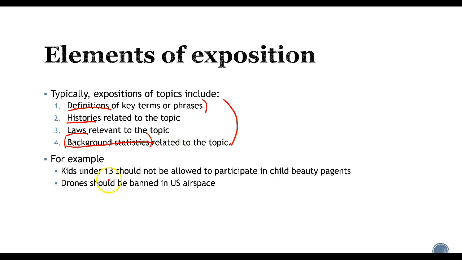If our thesis is drones should be banned in the U.S. airspace, we need to define drones. What are they? Talk about the sort of history, the rise of the drones, especially in the last couple of years, and how they've been more and more in U.S. airspace, and talk about some of the laws. The FAA did just recently pass a law on drones that bans them from certain areas, like over airports and stuff, and probably some background statistics. How many drones are there in the country? That kind of thing. So you can use these as a tool to help give you an idea of what should go into your intro.